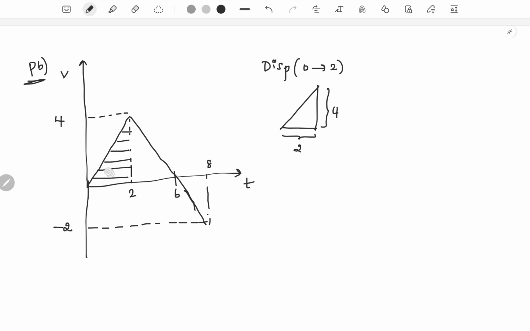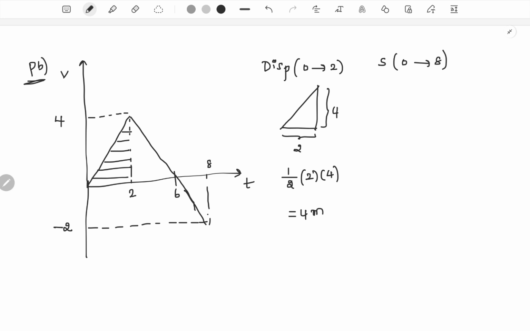This area would numerically be equal to the displacement during that interval of time. So the area would be half into base into height, which is equal to 4 meters. So that's what the displacement is in that 2 seconds interval of time. Now let's say our next target is to calculate displacement in the interval of time 0 to 8 seconds.